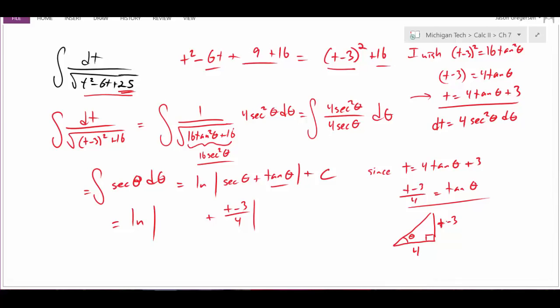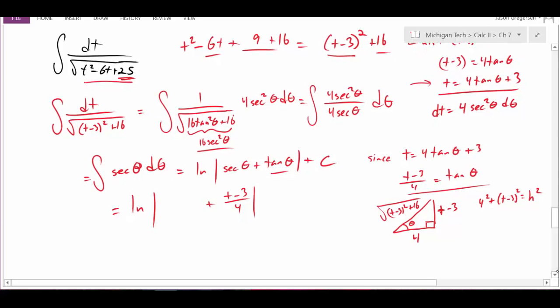So if I have those values, that should give me the tangent of theta is equal to t minus 3 over 4. Now if I know those two legs of the right triangle, I can use Pythag to figure out this leg. So I know that 4 squared plus t minus 3 squared should equal that hypotenuse squared. So it looks like this side should be the square root of t minus 3 squared plus 16. And so that's the hypotenuse value.